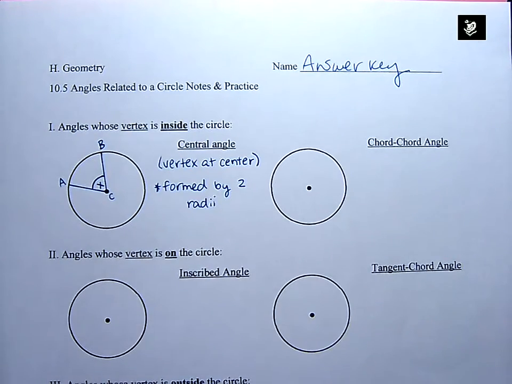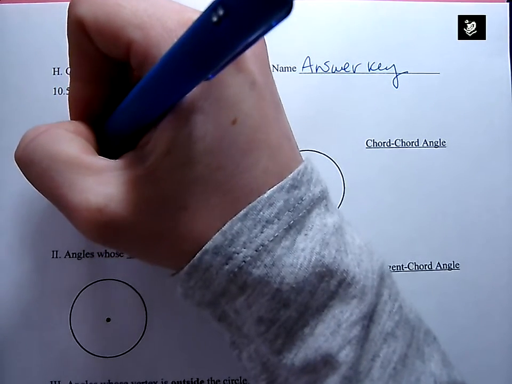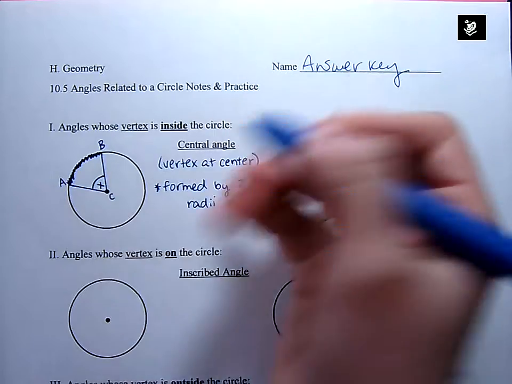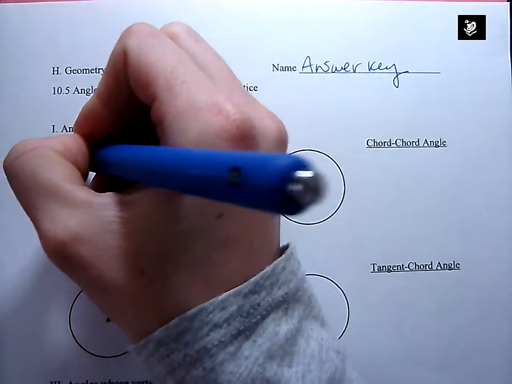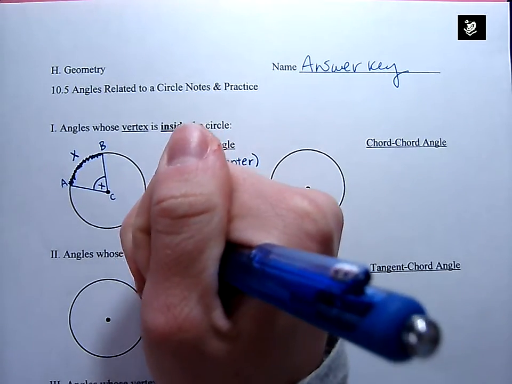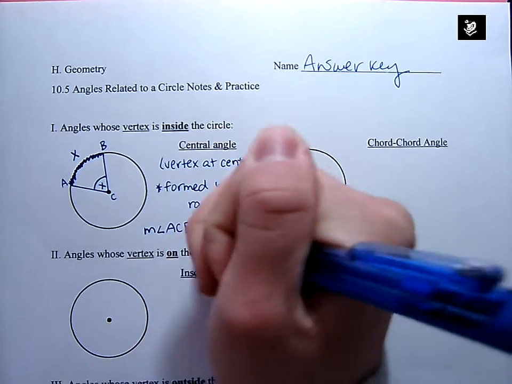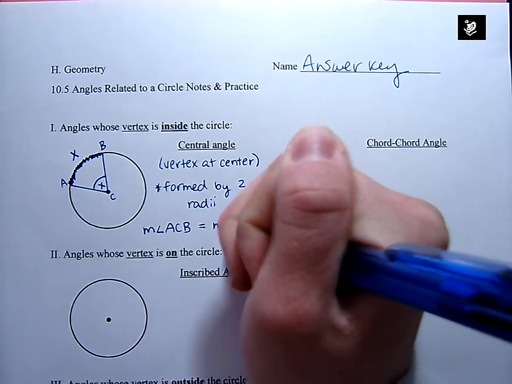So a central angle is always going to be equal to the measure of its intercepted arc. So in this case, AB is the intercepted arc, and if that is X, so is that. So your general rule is going to be the measure of your central angle, in this case ACB, is equal to the measure of the intercepted arc.